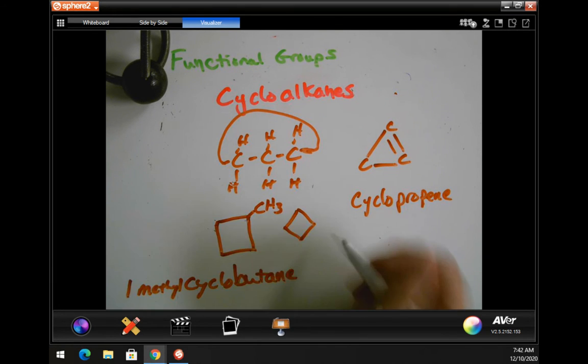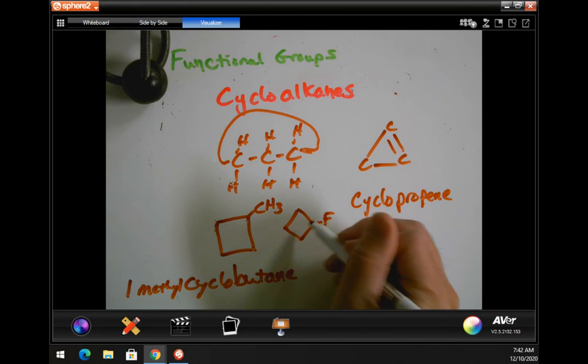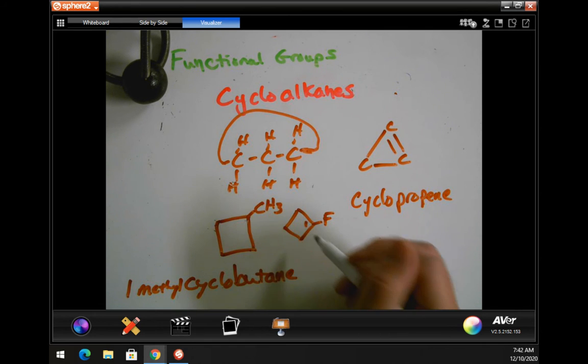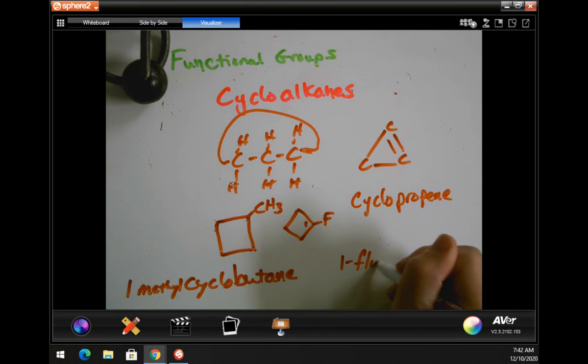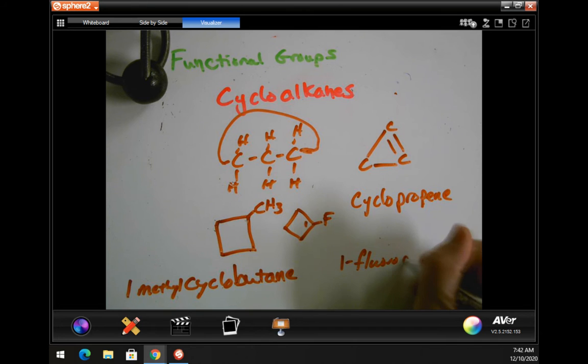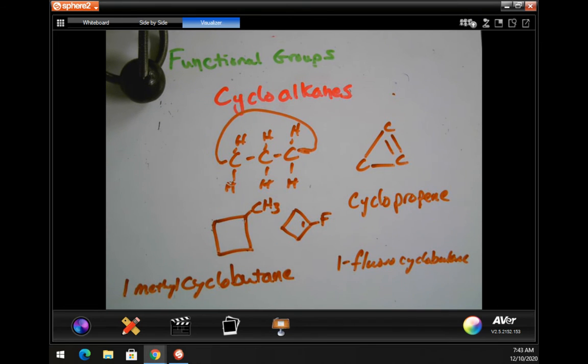Okay. So if we put an F right here, this would be 1. You're like, well, how do you know it's 1? Well, if there's one thing, it's a 1. And if there's multiple, use the smallest numbers. 1-fluorocyclobutane. Okay, so that's the cycloalkanes, alkenes, and alkynes. They just turn on themselves and make a geometric shape. Okay.